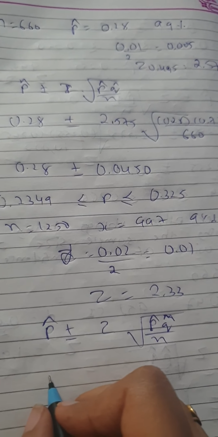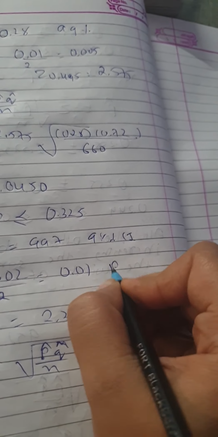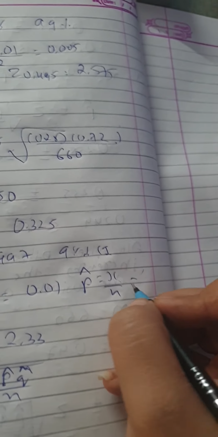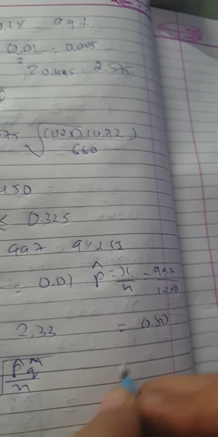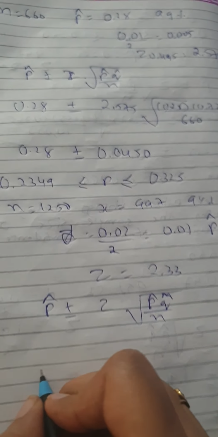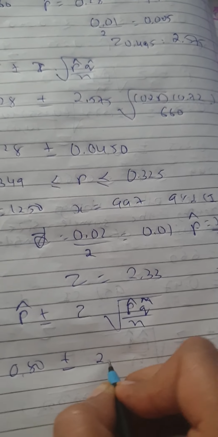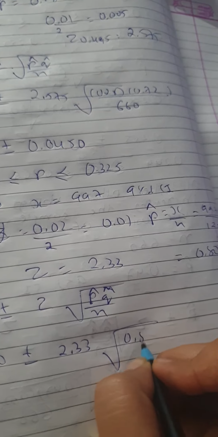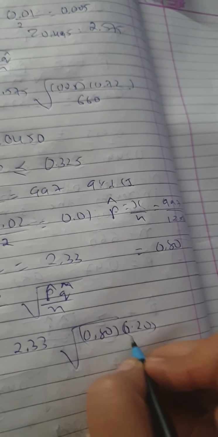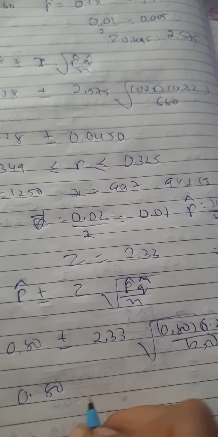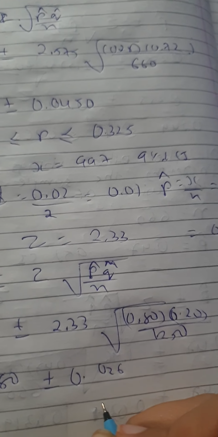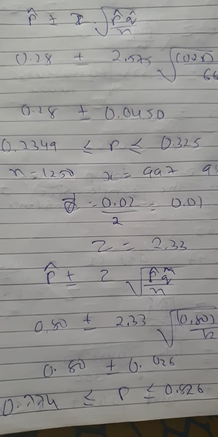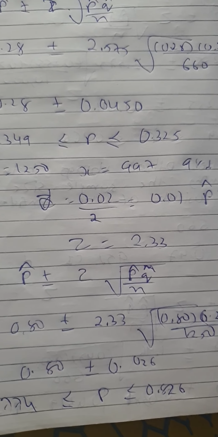Your p cap is, okay, x is given, so p cap will be x upon n, so that is 997 upon 1250, so p cap is 0.80. So p cap is 0.80 plus or minus 2.33 under root 0.80, 0.20 upon n is 1250, so 0.80 plus or minus 0.026. So your answer will be 0.774 to 0.826.